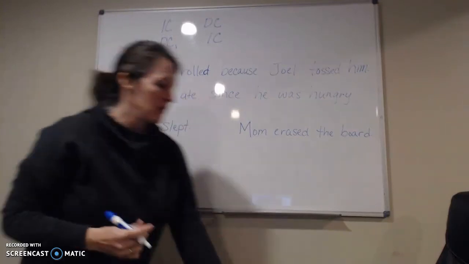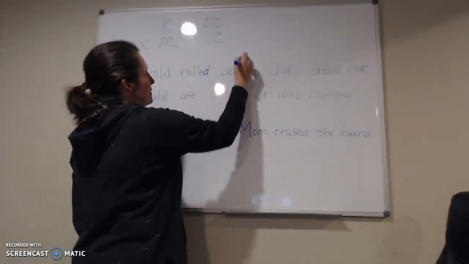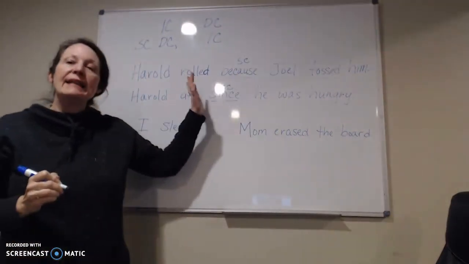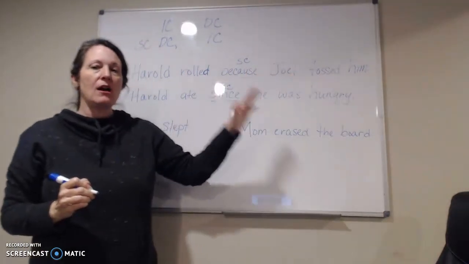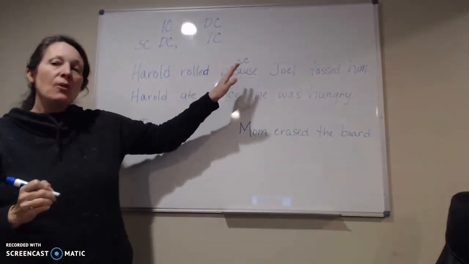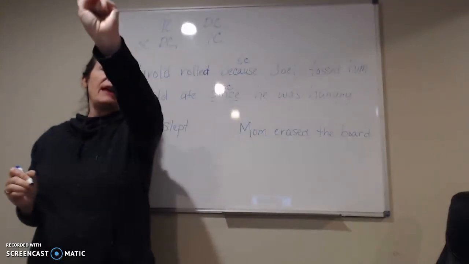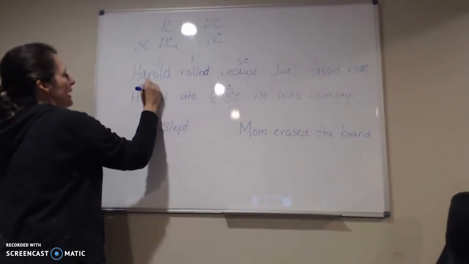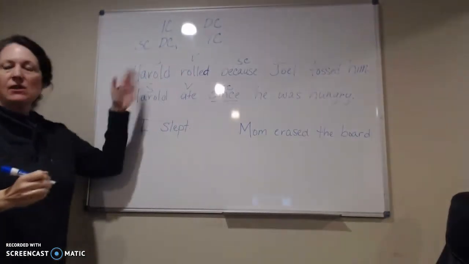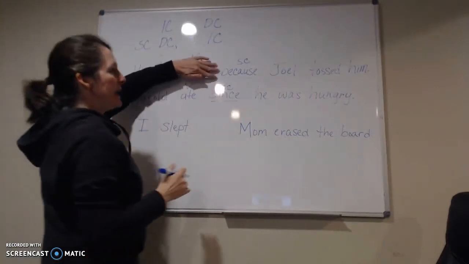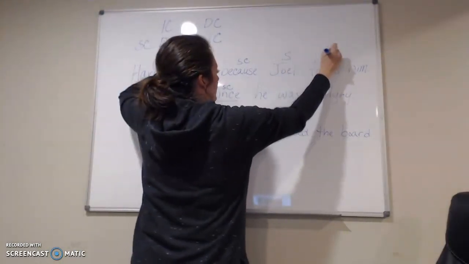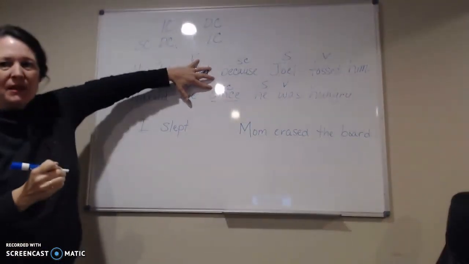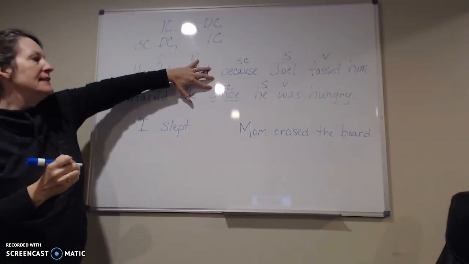Both of these used a subordinating conjunction. And whenever we use a subordinating conjunction, we are adding an adverbial dependent clause to our sentence. I know it is a clause because a clause has both a subject and a verb. So look right here. Harold rolled, Harold ate. These are independent clauses. They can be by themselves. Because Joel tossed him, I have a subject and a verb. Since he was hungry, I have a subject and a verb. But neither of those can be by themselves, so they are dependent.